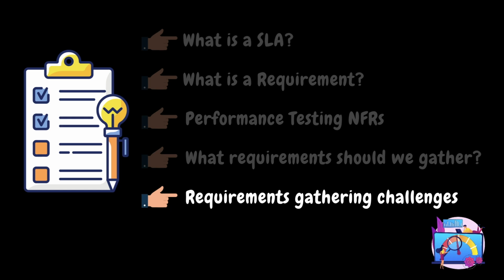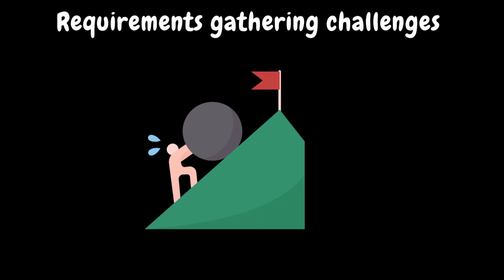Finally, we will explore some of the challenges encountered during the requirement gathering process. Gathering performance NFRs can be challenging due to various factors. Some of them are the complexity of modern software systems, evolving technology landscapes, and stakeholder expectations. Stakeholders may provide high-level or vague performance expectations, such as "the system should be fast." These ambiguous requirements require further clarification to be useful for performance testing.